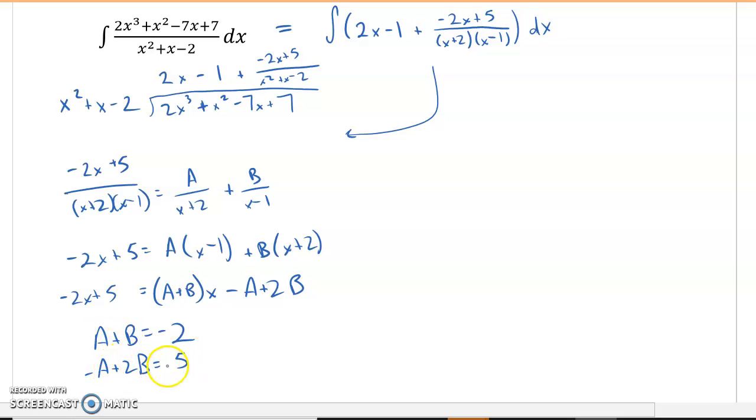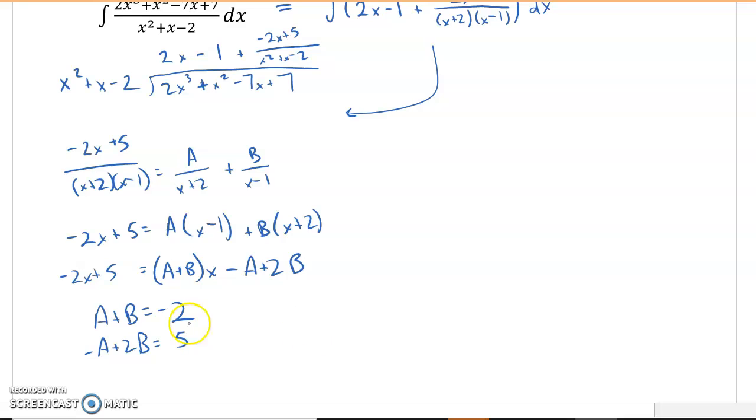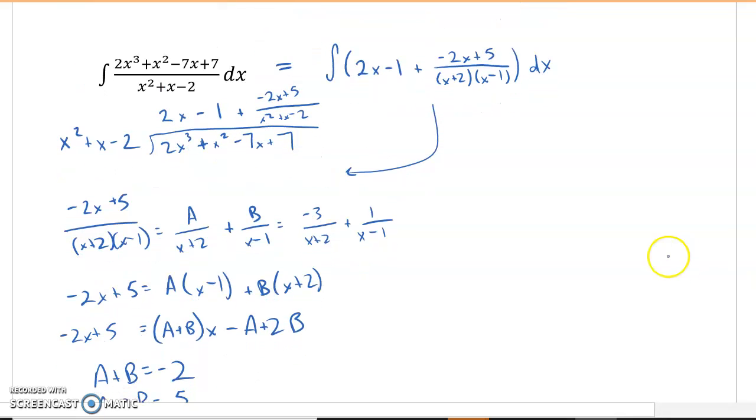That's set up nicely for elimination, right? When we add these, the negative a and the positive a are gone. So 1b plus 2b is 3b. Negative 2 plus 5 is 3, so b equals 1. If b equals 1, then a equals negative 3. So now we've got a negative 3 over x plus 2. And we've got a positive 1 over x minus 1. And each one of these fractions is very simple to integrate.